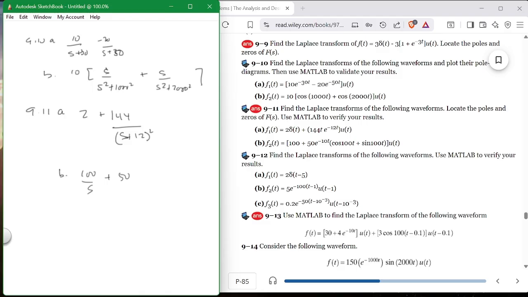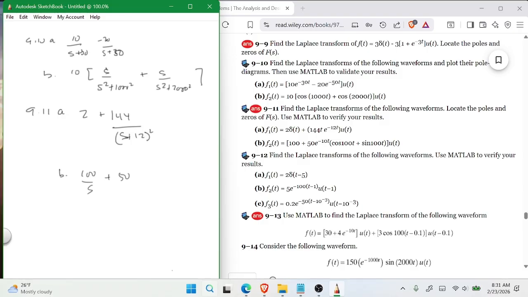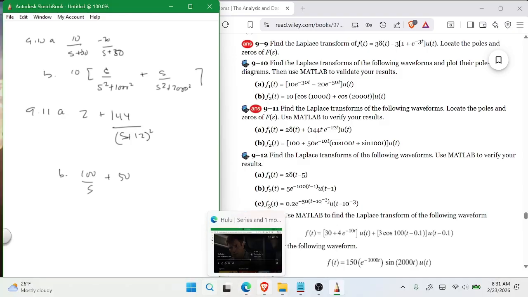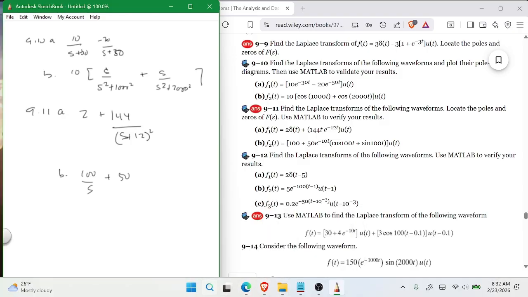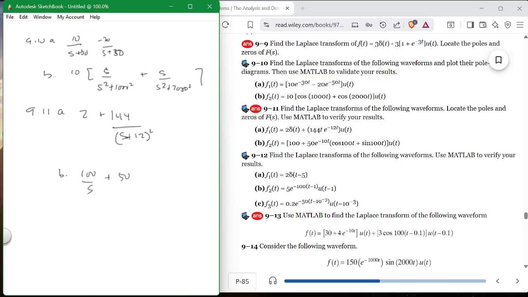Okay, so is there one that does the combination of e to the minus 10t cosine of 100t? Plus 10 squared plus 100 squared.